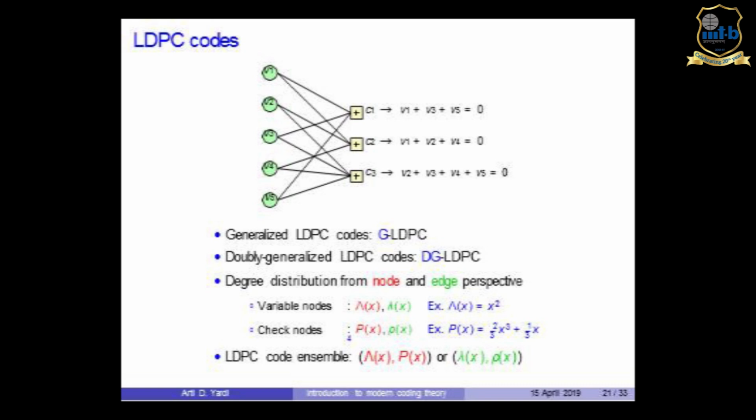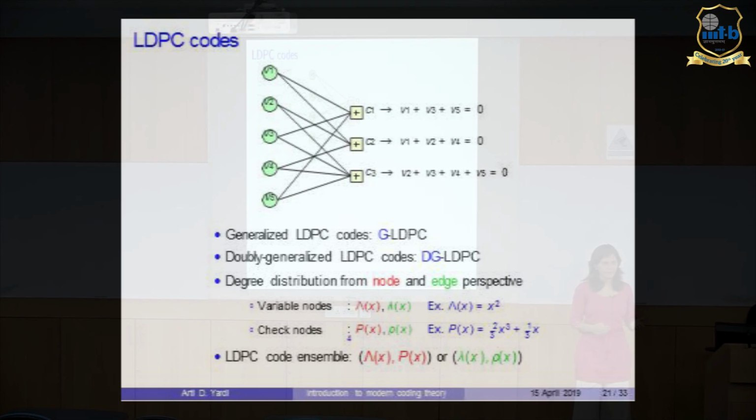Now the LDPC codes, which are low density parity check codes, are conveniently represented using bipartite graphs. In this graph, we have variable nodes on the left hand side. Here V1 to V5 are variable nodes, and on the right hand side we have check nodes C1, C2, C3. Here the length of the code is 5, and each Vi can be either 0 or 1.